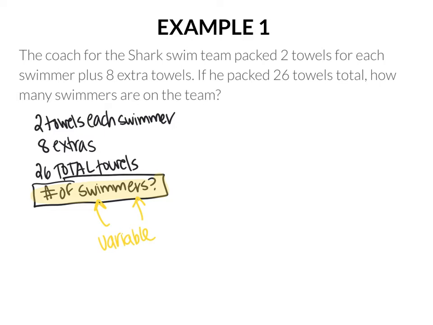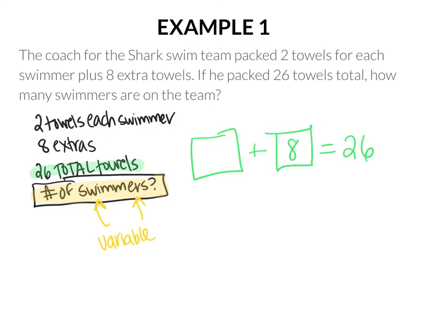The next thing I'm going to note is where it says the total towels. That means that whatever this equation is going to be, it's going to add up to 26 total. So we have some amount being added to some other amount. Let's work backwards again. How many extra towels did the coach pack? We packed 8 extra. Those 8 aren't dependent on any swimmers. It's not dependent on how many people there are. It's just 8 spare towels, so it doesn't get multiplied by anything.